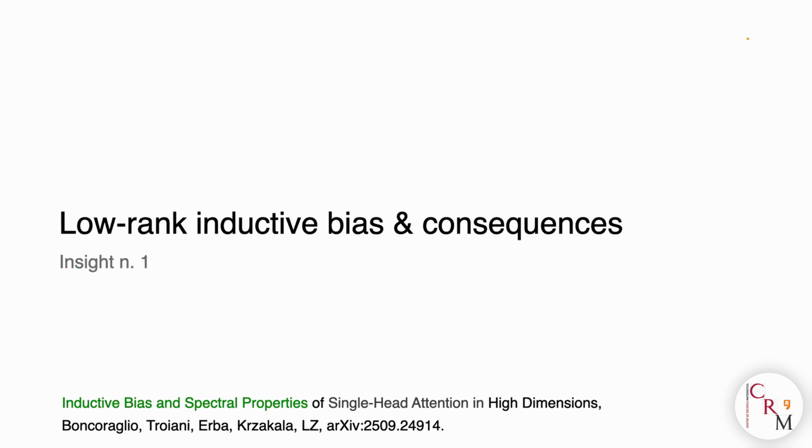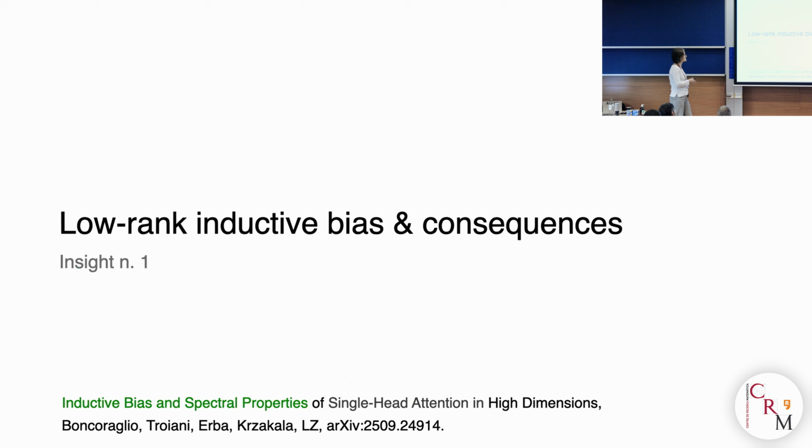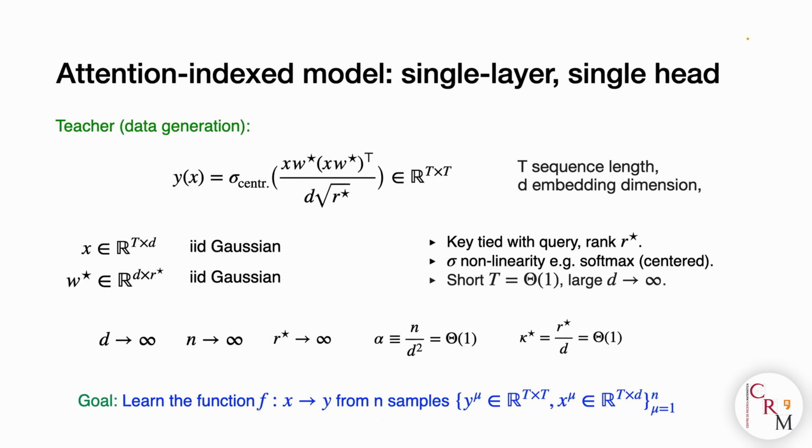And we can start extracting things from it, for which I have maybe 10 minutes. So let me tell you briefly what kind of insights we can now get from these solutions. The one I want to start with, from this paper, is about the low-rank inductive bias and its consequences. So what do I mean here?